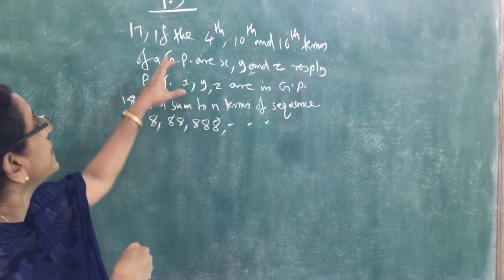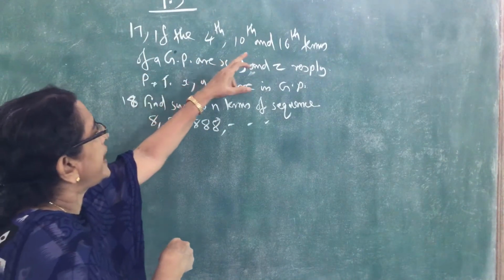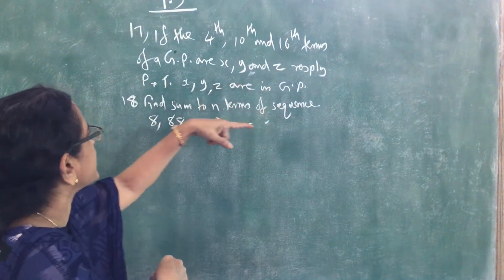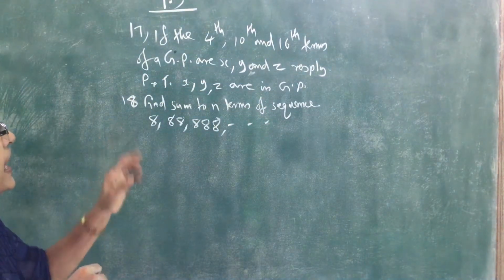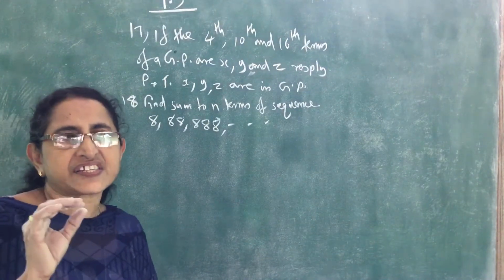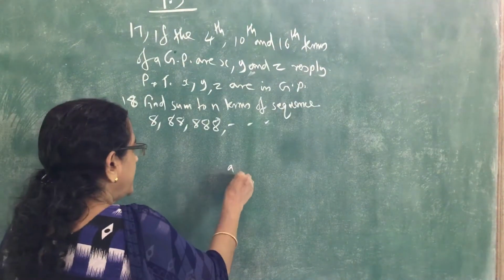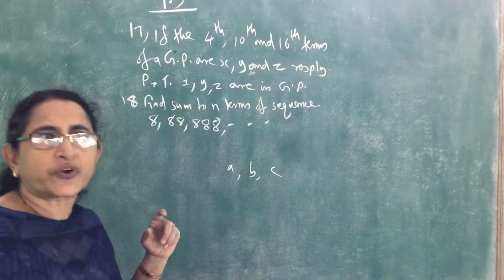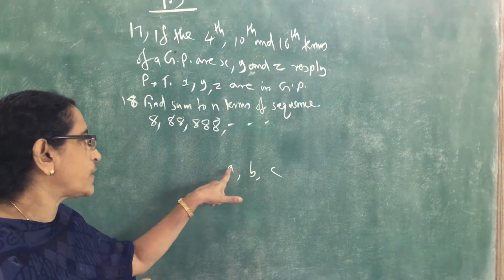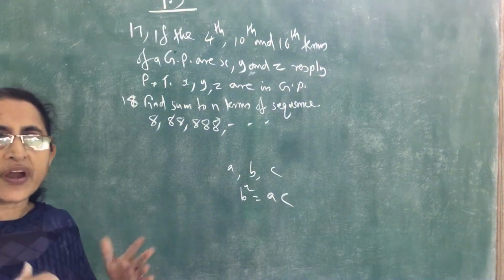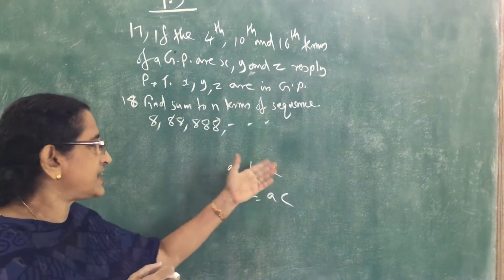Now 17th one. If the 4th, 10th and 16th terms of a GP are x, y and z respectively, prove that x, y, z are in GP. We know the condition for three numbers to be in GP. If A, B, C are in geometric progression, then B square equals AC. So if B square equals AC, we can say A, B, C are in GP.